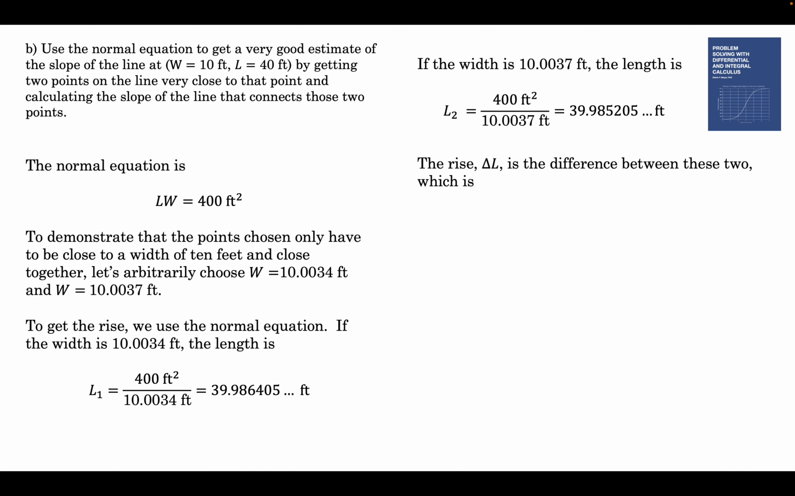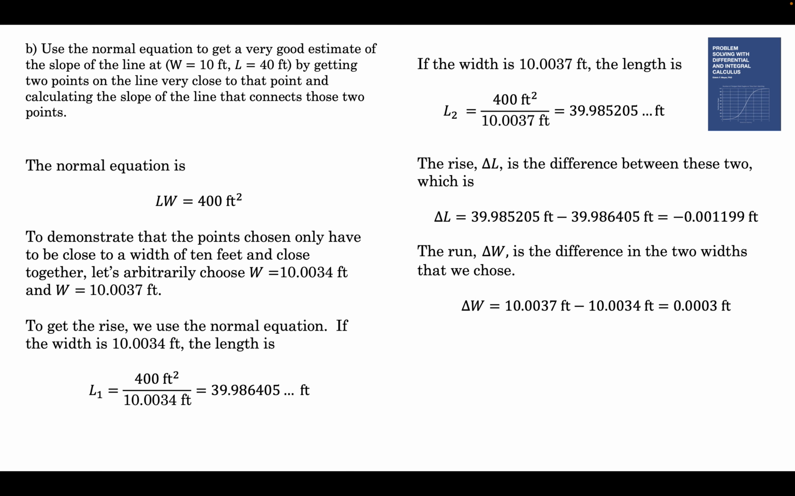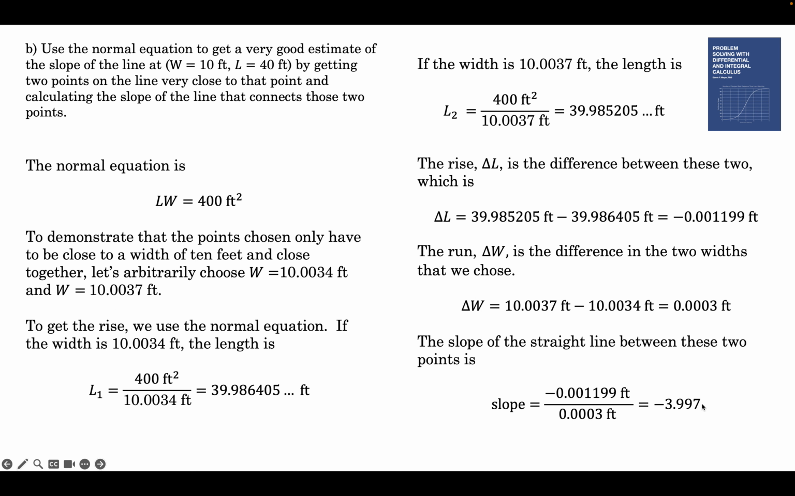To get the delta L, the rise, we have to subtract these two lengths. So we do that, and then we get minus 0.001199. The run is the ones we chose, 0.0003, and we divide those, and we get, not surprisingly, minus 4. Really close to minus 4. Minus 4 to 3 significant digits, minus 4.00.